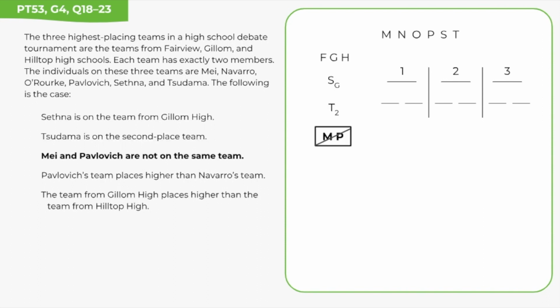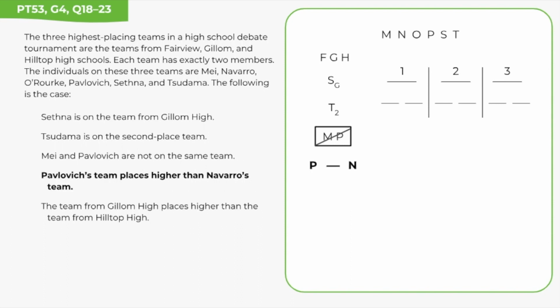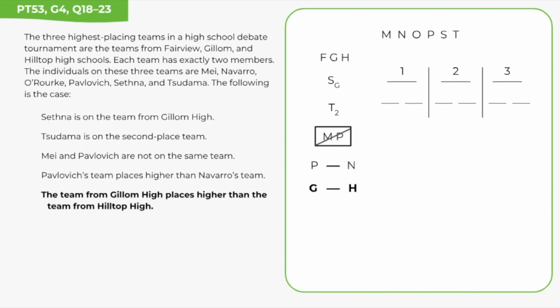It tells us in the third rule that M and P cannot be on the same team, so we can represent that with an anti-block. The fourth rule tells us that the team on which P is assigned must be higher ranked than the team on which N is assigned, so that P is going to come before N in the ordering element. And they tell us that the team from G places higher than the team from H, so that the G team needs to place in front of the H team. Okay, so we got the rules notated.